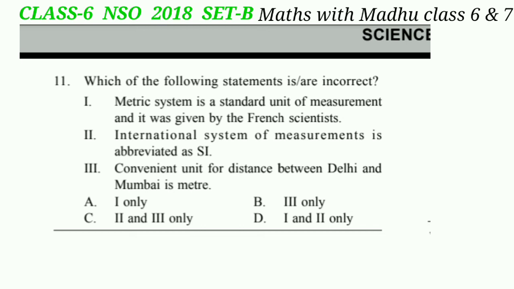Statement 3. Convenient unit for distance between Delhi and Mumbai is meter. This is also the incorrect statement. Convenient unit for distance between Delhi and Mumbai is kilometer. So the correct answer is option C. Statements 2 and 3 are the incorrect statements.